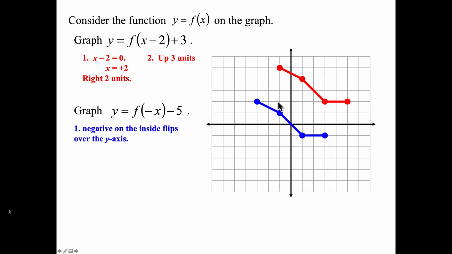So this point's 3 to the left. It's going to go 3 to the right. 1 to the left, 1 to the right. 1 to the right, 1 to the left. 3 to the right, 3 to the left. So there's my flip. And then the minus 5 on the outside tells me, okay, those new 4 points are all going down 5 squares.